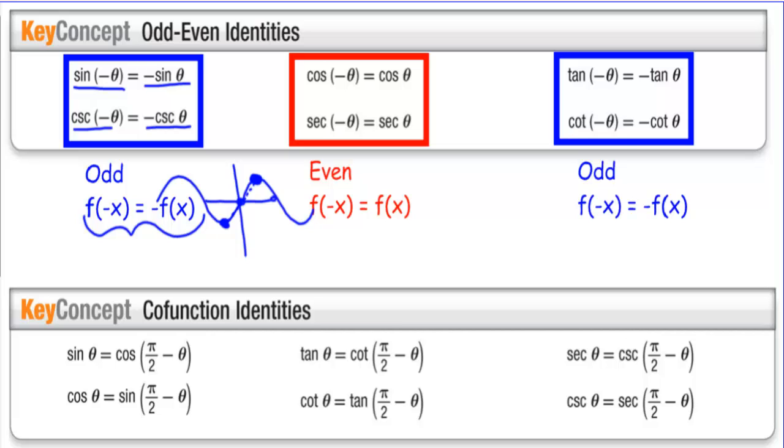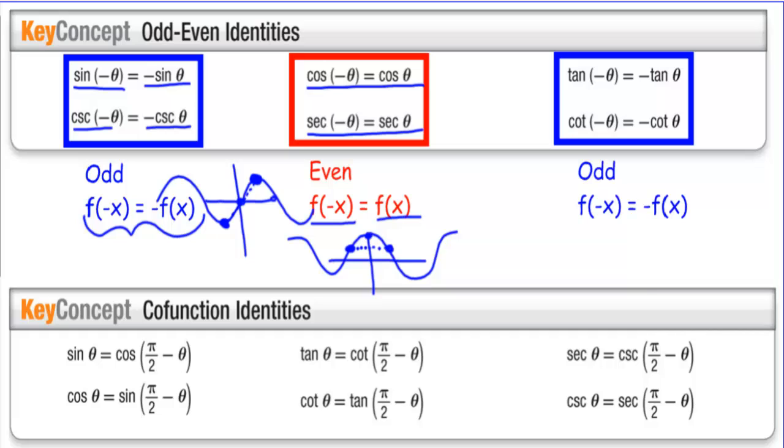An even function says f of negative x equals f of x, like cosine and secant. Cosine starts up at 1 and then goes down in this manner. And then on the other side, it goes down in this manner as well. Well, if you pick a point on the left side of the y-axis, the corresponding point should be on the other side of the y-axis. Even functions are reflections over the y-axis, just like cosine.